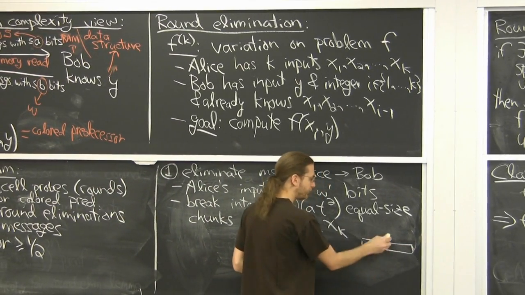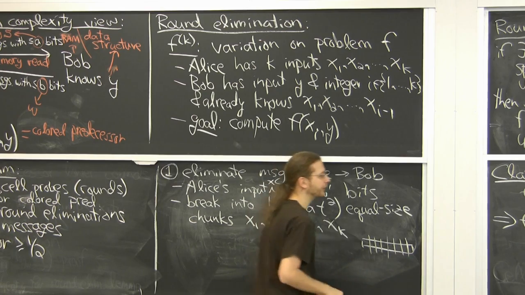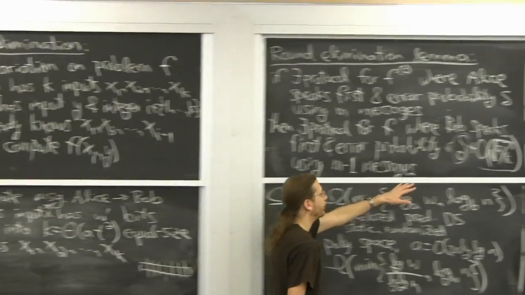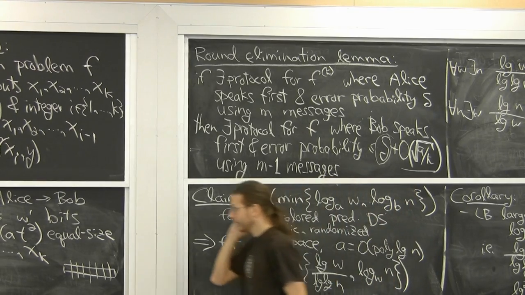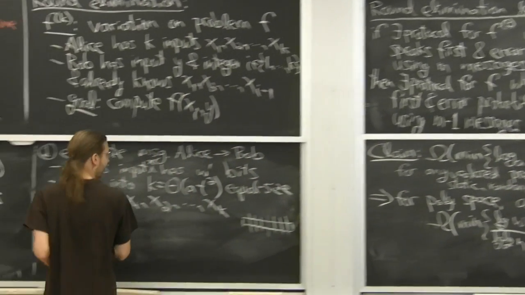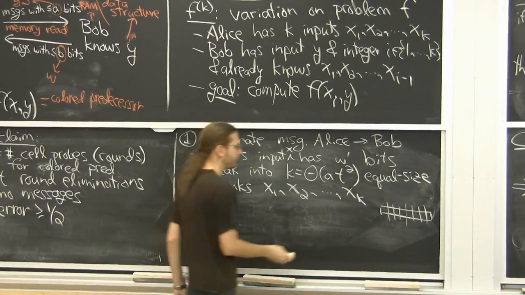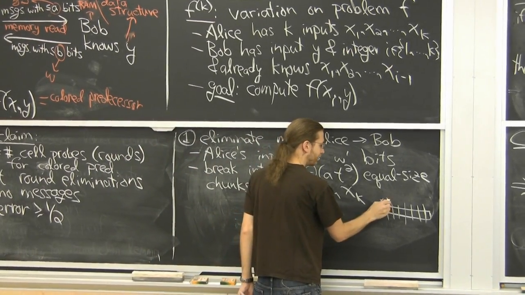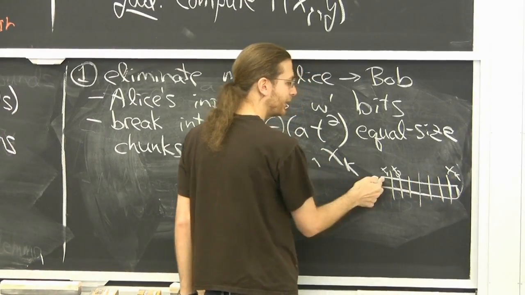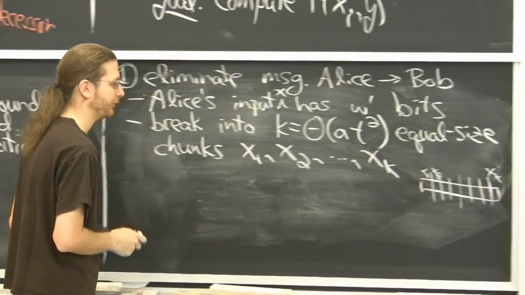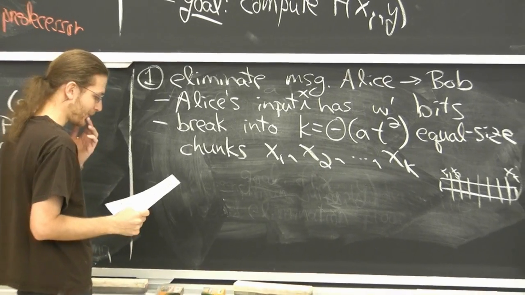Van Emde Boas would split it in half. We're going to split it into more pieces because we need to guarantee that this error is small. We need k to be large for this error to be small. I claim this is the good choice of k. And so now this is x1, this is x2, this is xk. The low order bits are xk, the high order bits are x1. Or the reverse, it doesn't actually matter.